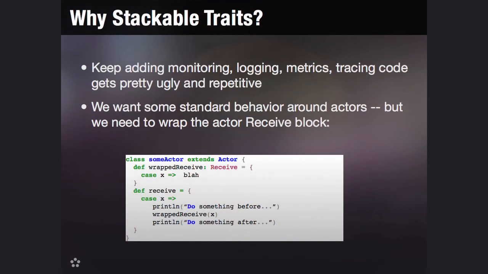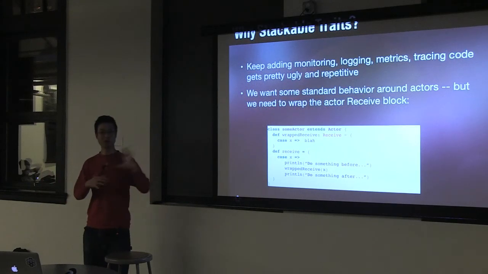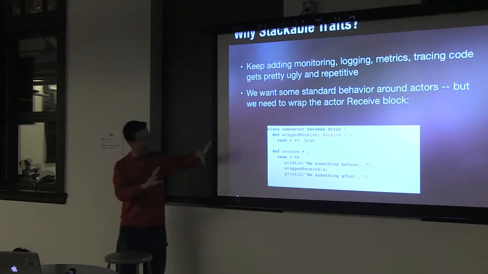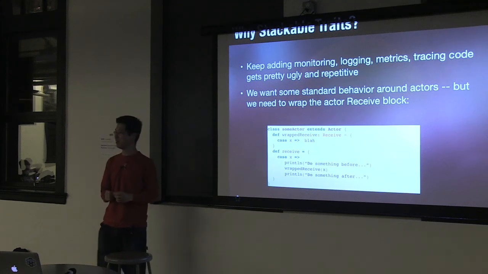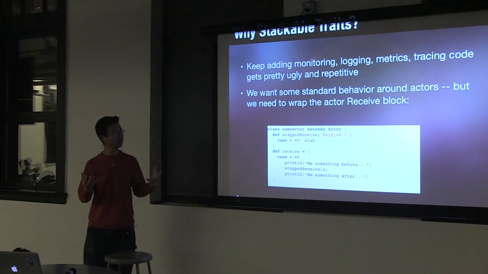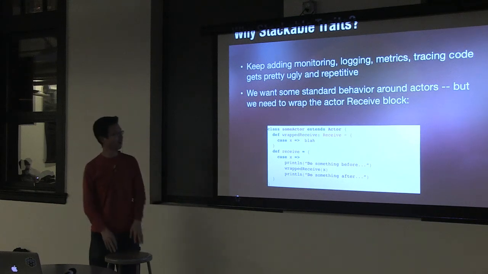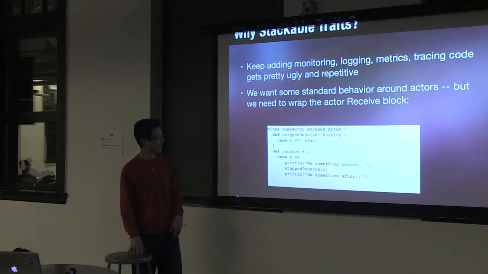One common thing that you do when you productionize a system is that you start adding logging. Then you start adding instrumentation, like metrics and tracing code. It starts getting pretty repetitive and ugly. And pretty soon you can't really see the original business logic anymore because there's so much logging and other stuff wrapping it, right? So stackable traits are a way to work around this and to add standard behavior to actors. Since this is a Scala meetup, we've got to have some code, right?